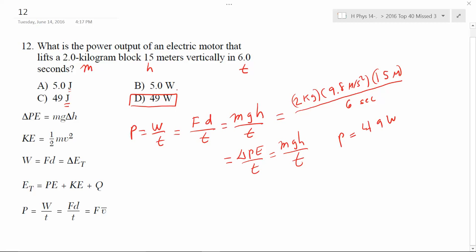Joules is a unit of energy. Power is the rate at which you use energy. So this is 49 watts or 49 joules per second.